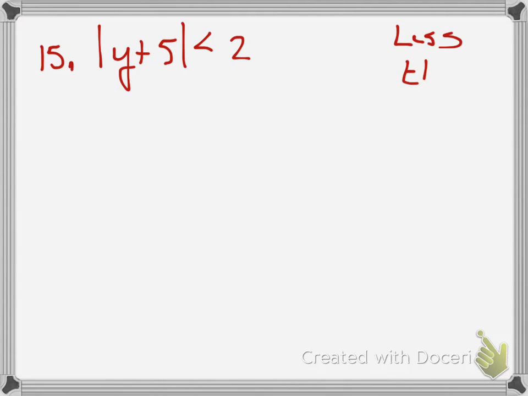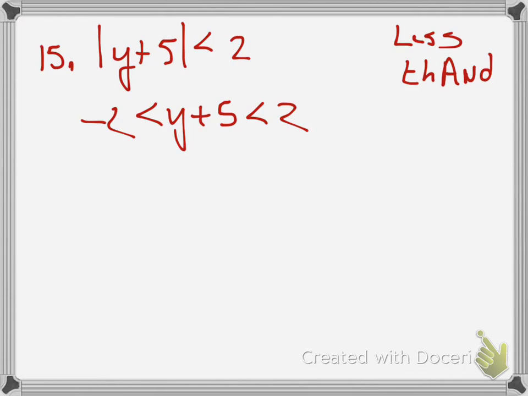All right, number 15. Absolute value of y plus 5 less than 2. So this is a less than, remember, less than, so that means it's got to be in between. So you're saying y plus 5 less than 2 and greater than negative 2. It's going to be between negative 2 and 2. So less than is an and, so it's between. So that means I can subtract 5 from the left, the right, and the middle, however you want to think of that.